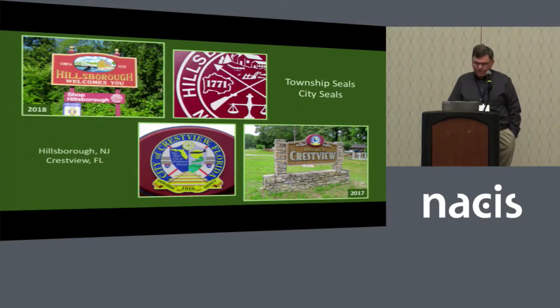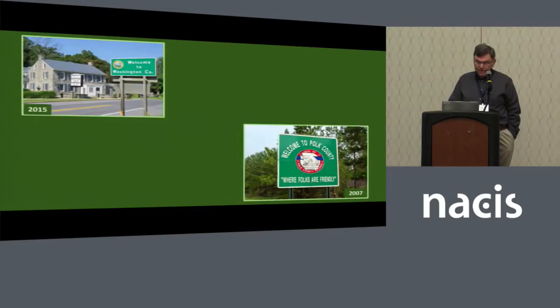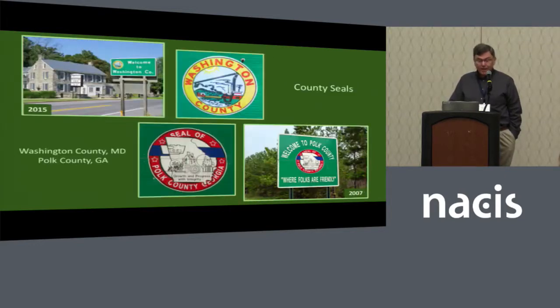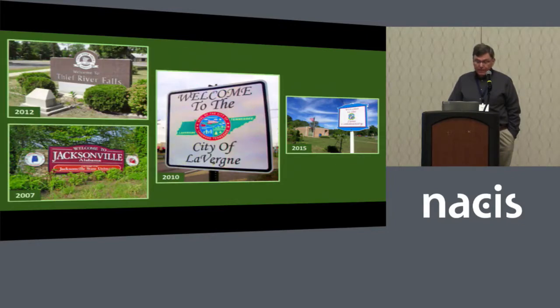There's a township map and a map of Florida. Here we go to the county scale, where you have Washington County, Maryland, embedded in the Washington County seal, and Polk County, Georgia, which in the seal has a map of the state of Georgia. So look carefully, because you can find maps on seals and seals on maps. And the middle one here is a seal on a map of Tennessee, Laverne, Tennessee.